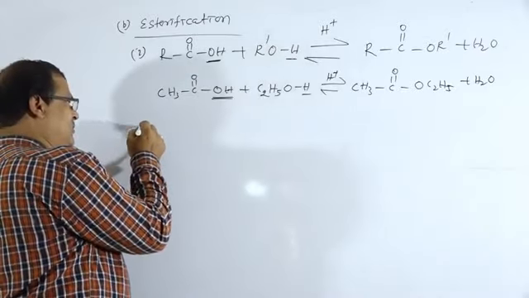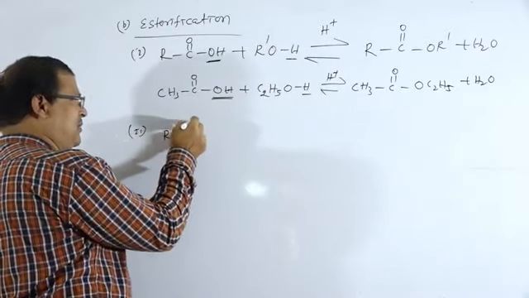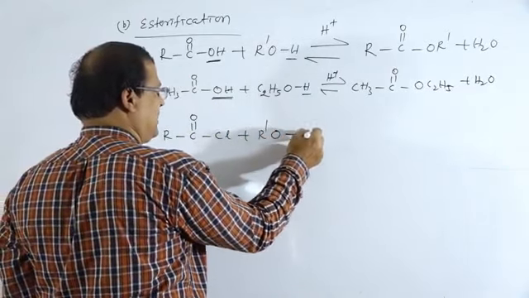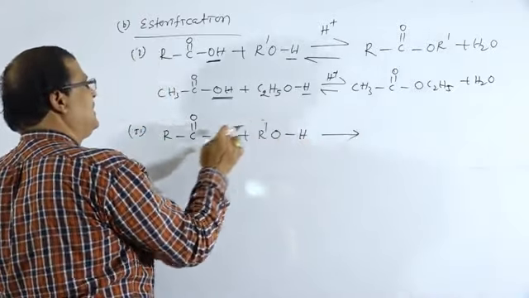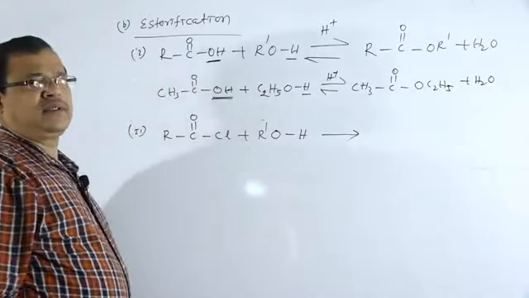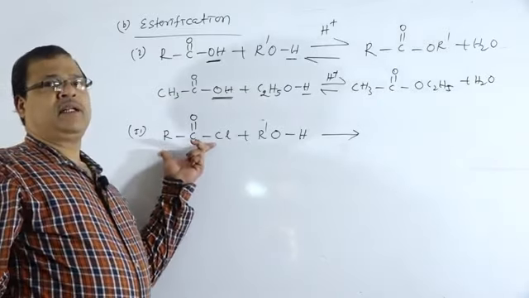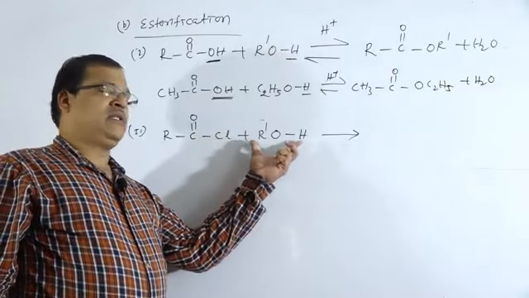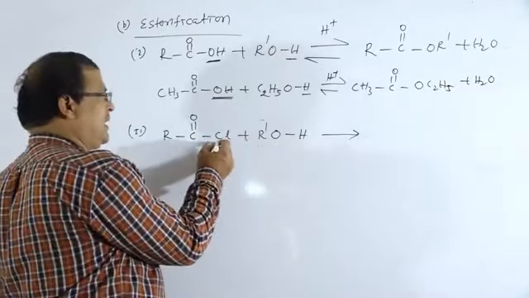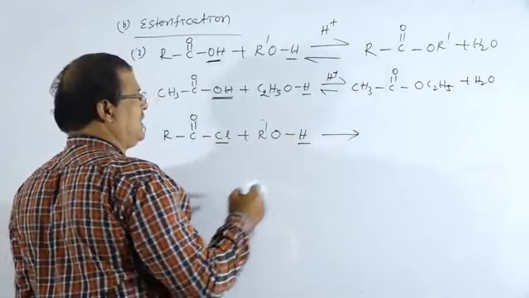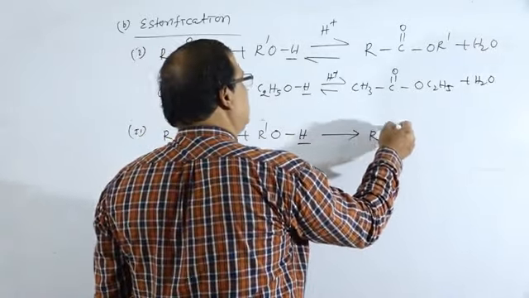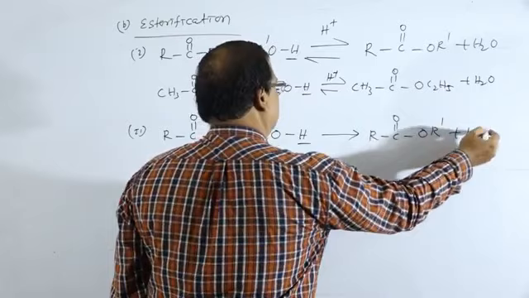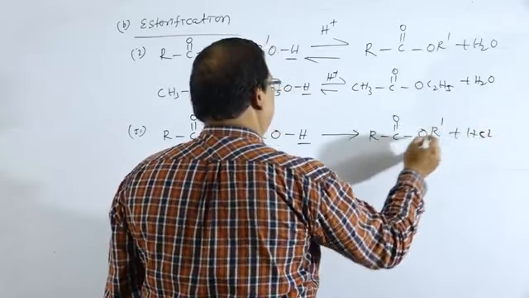We can also take acid chloride, RCOCl plus R'OH. Acid chlorides, having the general formula RCOCl, when treated with alcohols, the Cl part and the H part are removed as HCl. So there is the formation of RCOOR' plus HCl. So there is the formation of ester.